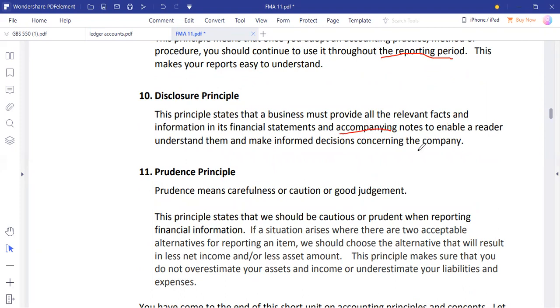And finally, the prudence principle simply asserts that you need to be careful whenever you are reporting. You need to be cautious in the sense that should any situation be acceptable, you need to choose the best available alternative, which has less detrimental effects on the company itself. So this principle makes sure that you don't overstate your assets or underestimate your liabilities and expenses.